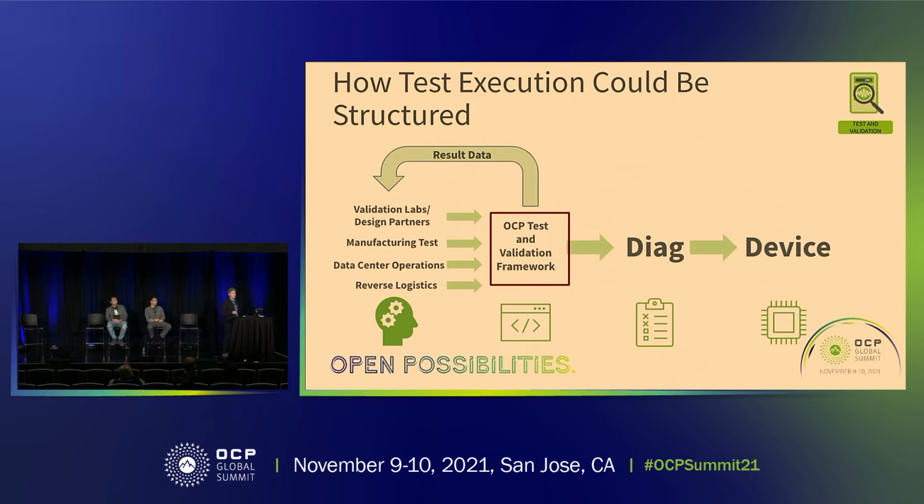Typically, we have a diag that targets the device, and then we're looking at many different consumers of that diag, all the way from the validation labs, the design partners, manufacturing tests, and data center operations, to reverse logistics. We want the same test coverage everywhere. When we see a problem, we want to be able to reproduce it everywhere.